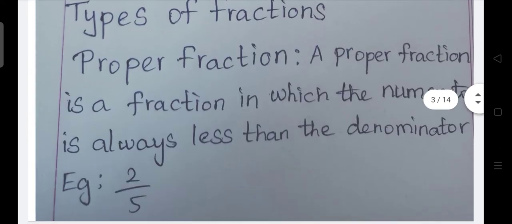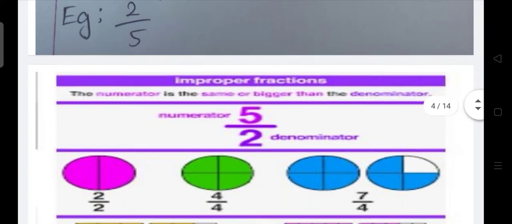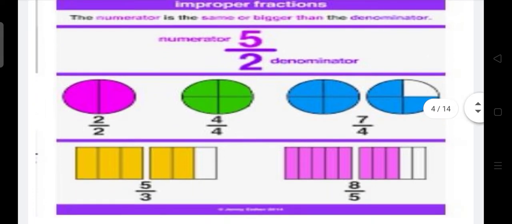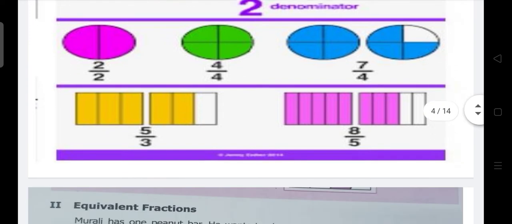See, proper fraction. A proper fraction is a fraction in which the numerator is always less than the denominator. Improper fraction, numerator is bigger than the denominator. The numerator is bigger or same as the denominator. 5 by 2, 2 by 2, 4 by 4 or 7 by 4 are examples of improper fractions.